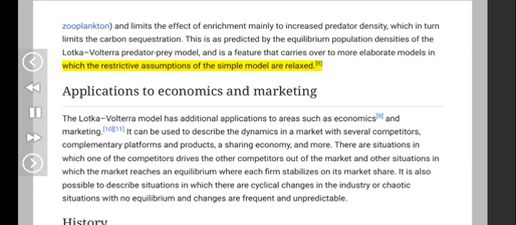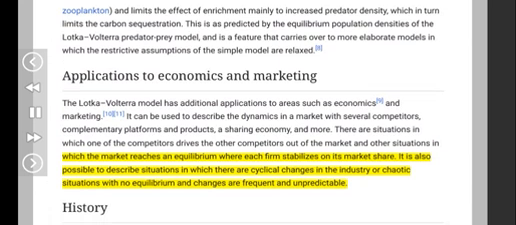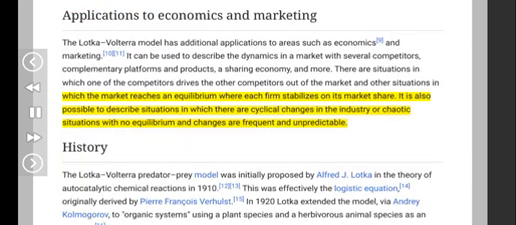Applications to economics and marketing. The Lotka-Volterra model has additional applications to areas such as economics and marketing. It can be used to describe the dynamics in a market with several competitors, complementary platforms and products, a sharing economy, and more. There are situations in which one of the competitors drives the other competitors out of the market and other situations in which the market reaches an equilibrium where each firm stabilizes on its market share. It is also possible to describe situations in which there are cyclical changes in the industry or chaotic situations with no equilibrium and changes are frequent and unpredictable.